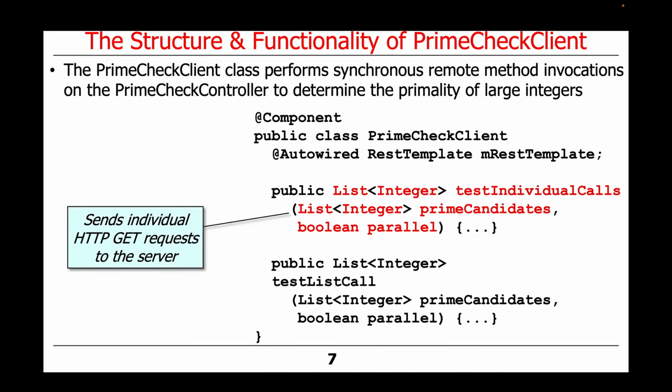The first method we're going to look at briefly is called test individual calls, and it's used to send individual HTTP GET requests from the client to the server. You can see it takes a list of prime candidates as well as a Boolean parameter to indicate whether parallelism should be used in the implementation or not.